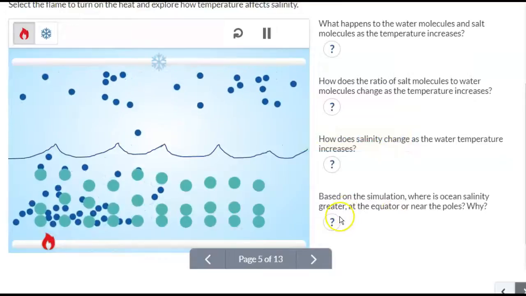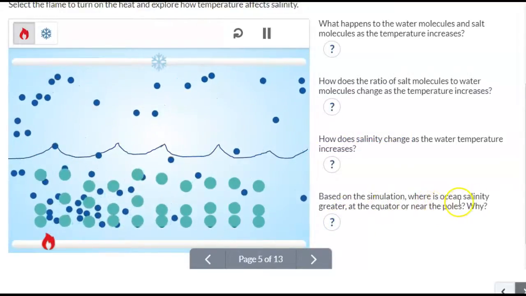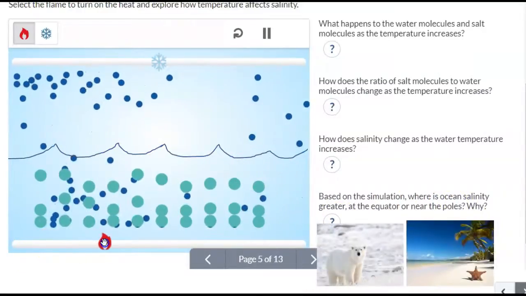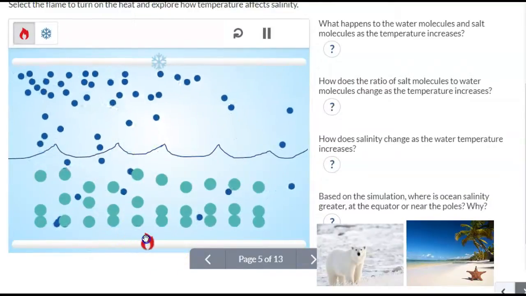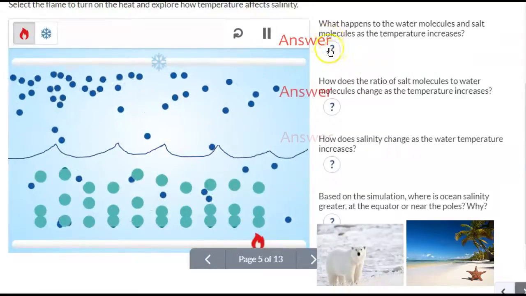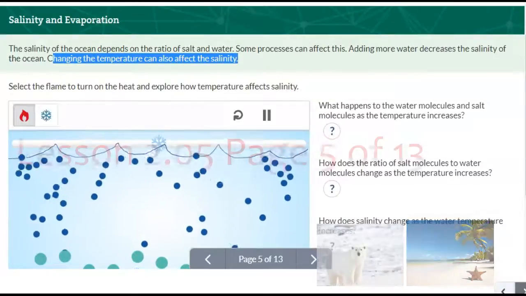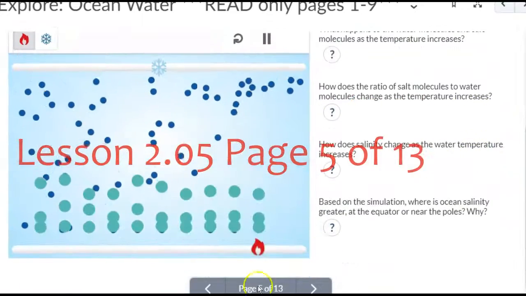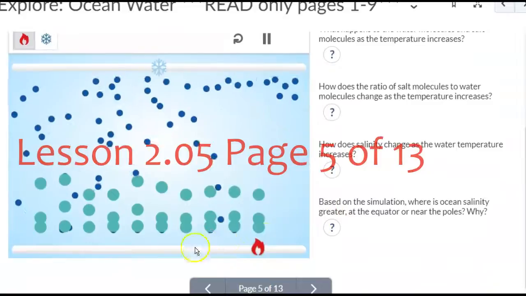All right, and then the last question is, based on the simulation, where is the ocean salinity going to be greater? Is it going to be greater at the poles or at the equator? If you want to check your lesson or your question answers, just hit the little question mark buttons inside of your learning module. And this is for 2.05 on page 5. If you want to check your answers, we'll go over them in class as well.